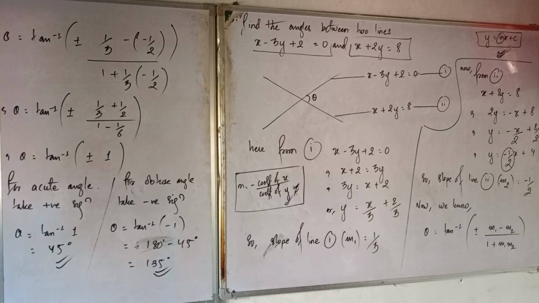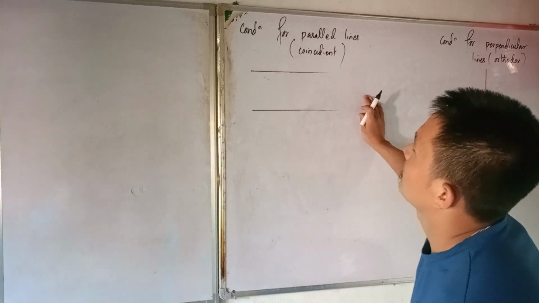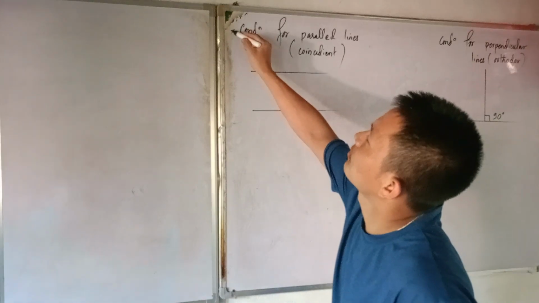Okay, now we'll discuss the condition for parallelism and the condition for perpendicular, or orthogonal. We can also call it orthogonal. Orthogonal means perpendicular. Okay, let's dive into that. Now let's discuss the condition for parallel lines.